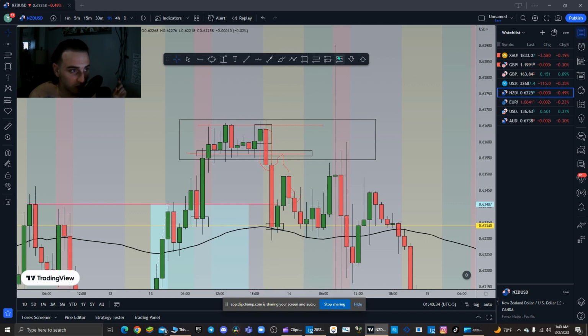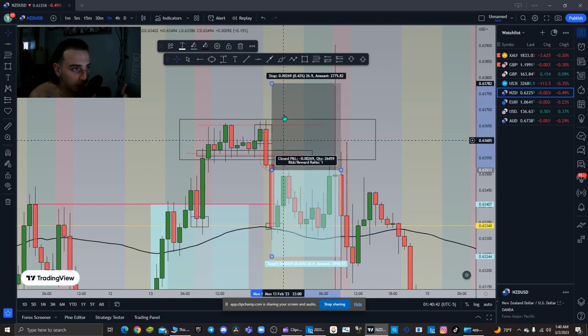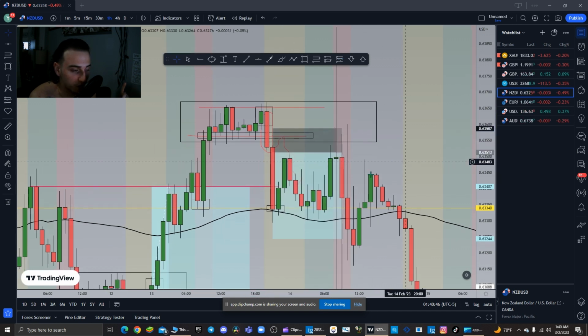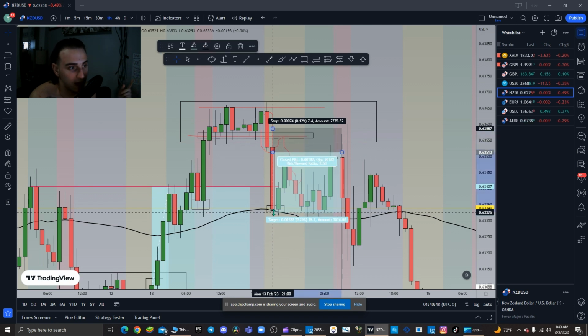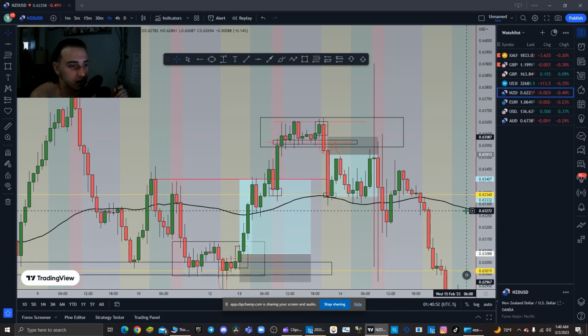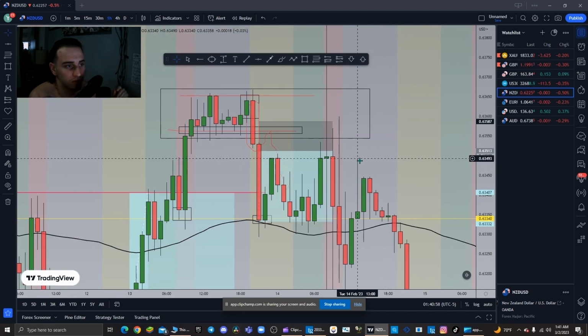Entry two, the moment we broke the low of that big bearish candle to the downside, putting our stops above our resistance in case we're about to come back, and putting our TP on the previous lows, like I always say. And it's simple, guys. You just gotta read the candles telling you what is.